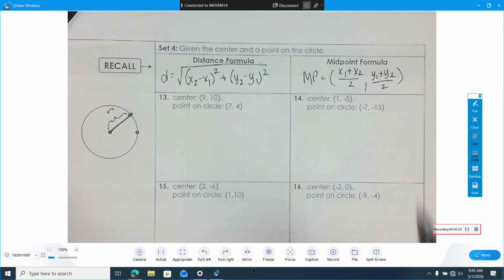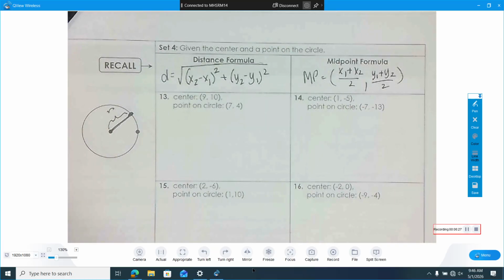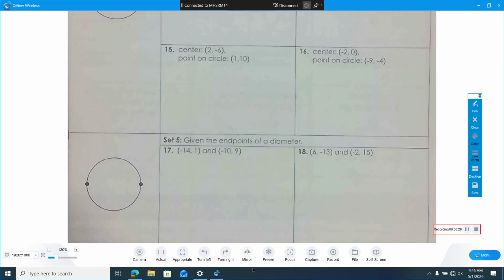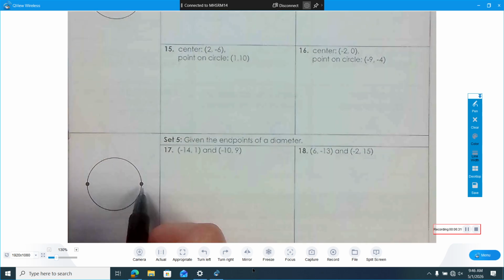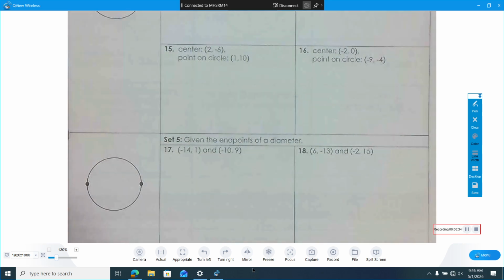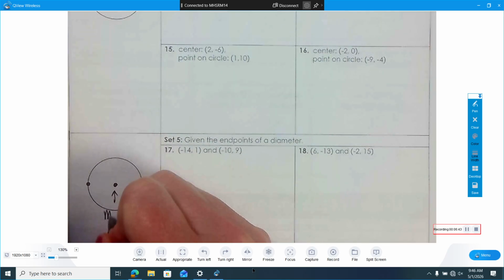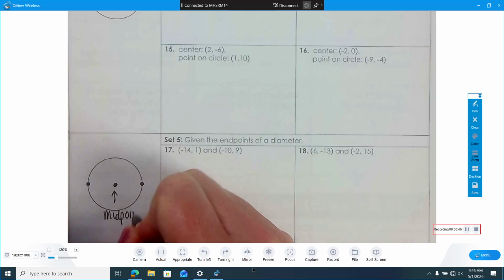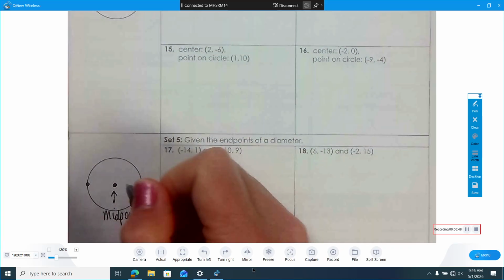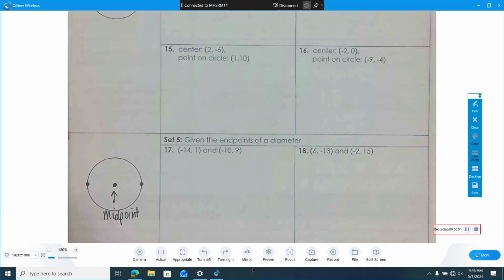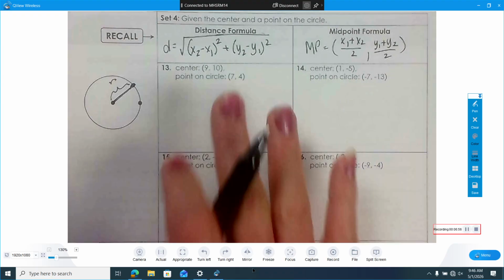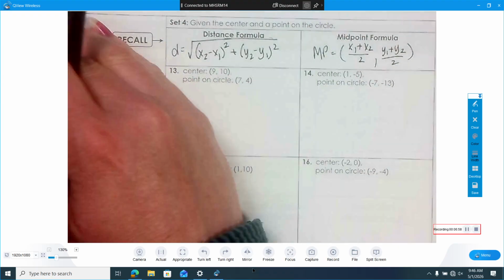We don't need the midpoint formula for these first ones, but we might need it down here when we're given points of a diameter. Why do we need the midpoint? Do we need the center? Yeah, so that midpoint formula would help us find the center. And then, of course, we would also need to find the distance to figure out the radius. We're not going to do those, though, because I don't want to work that hard. You okay with that?